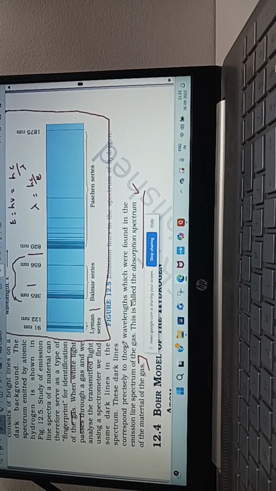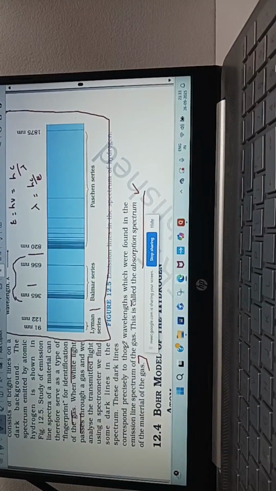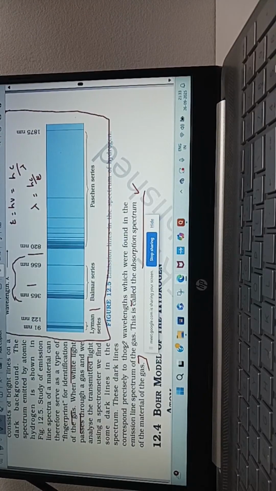Understood? Yes, sir. So as they described, when sunlight goes through the atmosphere of the sun, certain wavelengths go missing. Those wavelengths, studied in a spectrum, the VIBGYOR spectrum, show some dark lines. These dark lines are explained by the sun's atmosphere containing hydrogen and helium gas. So indirectly we can find out.